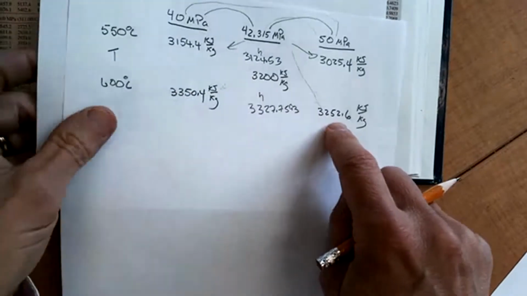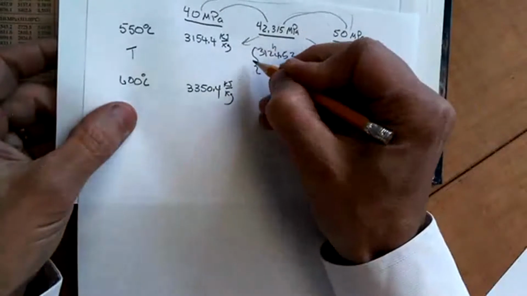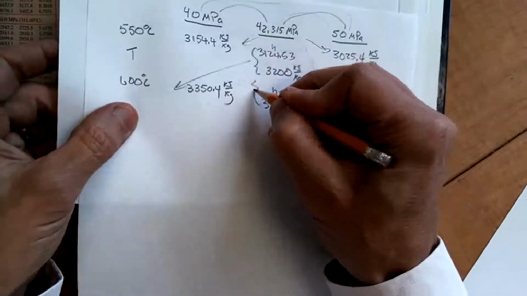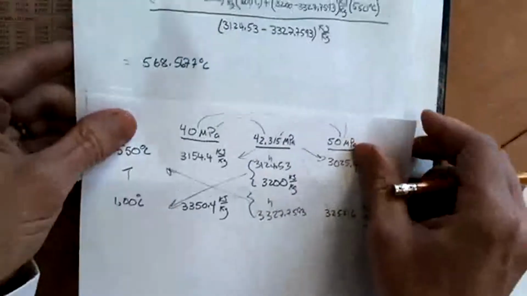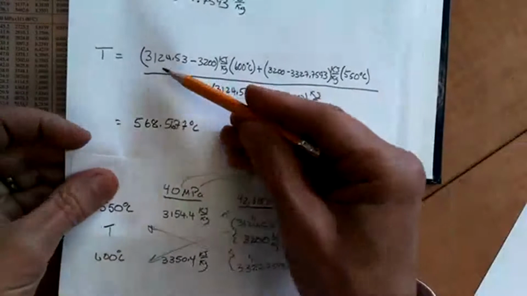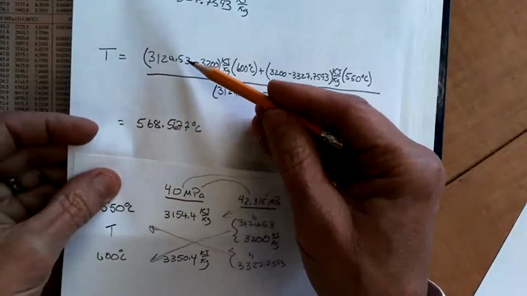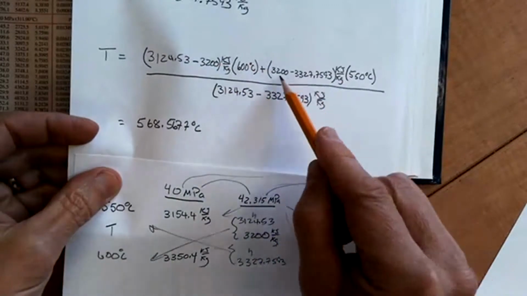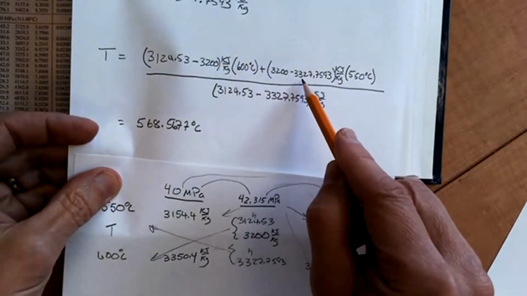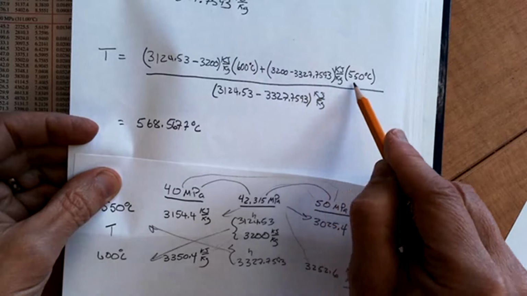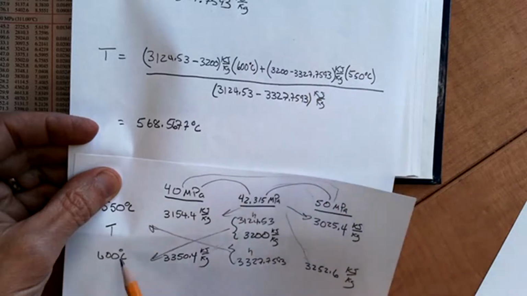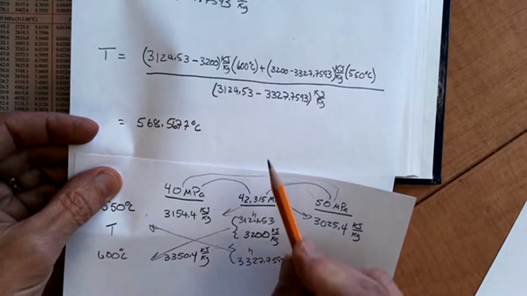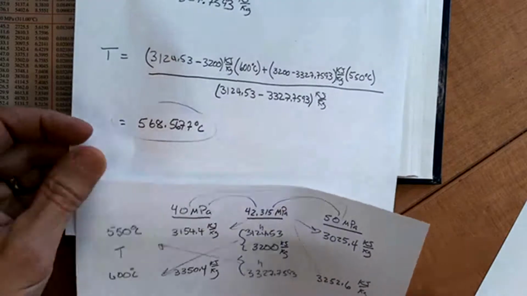That makes sense. So the last thing to do is interpolate between these values in order to get the temperature. So that's what I've got here. The temperature is 3124.53 minus 3200 times 600. That's this difference, plus this 3200 minus 3327.75 times 550. It's this one, and then I end up getting 568.56.